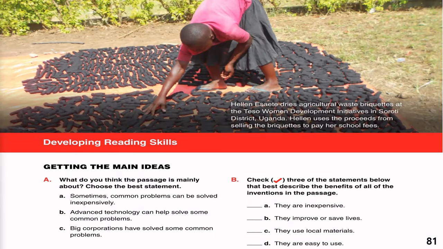All right, so we've done the reading. Now getting to the main idea. So for A, what do you think the passage is mainly about? What do you think the main idea is? For all three, what is the one connecting main idea? And for B, there are 3 statements below that best describe the benefits of all the inventions in the reading. What are the 3 statements? All right, you're going to do both, and you have as much time as you need. Pause your video now.